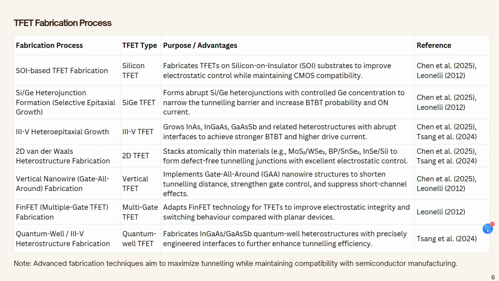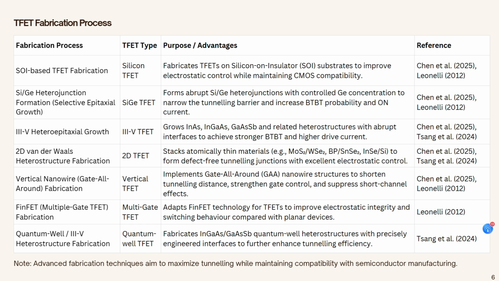Researchers have also explored vertical nanowire or gate-all-around devices. In this structure, the gate completely surrounds the channel, giving much stronger control over the tunneling region. This shortens the tunneling distance, suppresses short channel effects, and improves overall device performance.